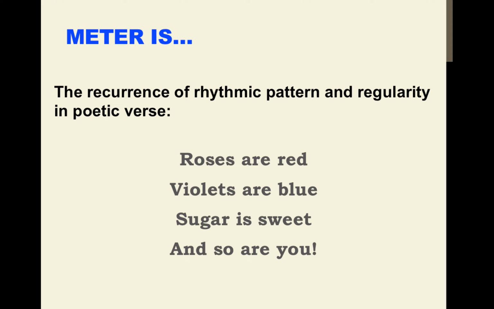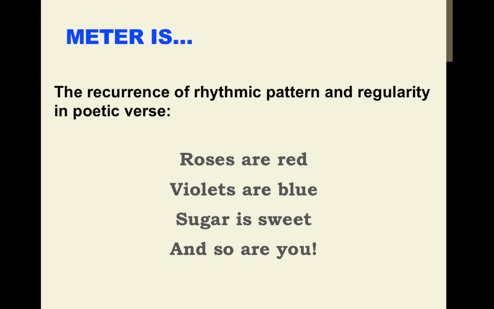The definition of meter is that it is the recurrence of rhythmic pattern and regularity in poetic verse. So it's the rhythm that you create in a poem by the way that you arrange words depending on the stress that we naturally give them. So let's take this basic example. Roses are red, violets are blue, sugar is sweet, and so are you.